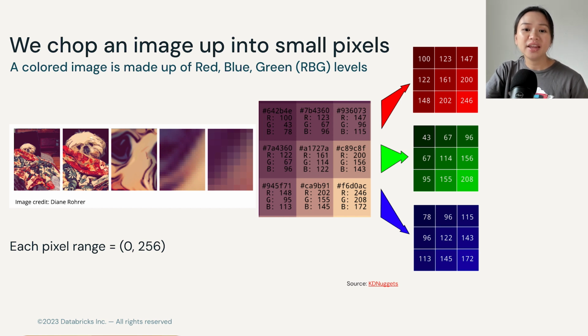So you can see in the image in the center over here, for each pixel, we see that there is a hex code and also the RGB levels, which is what we commonly pass in to neural networks. And the pixel values can range anywhere from 0 to 256.